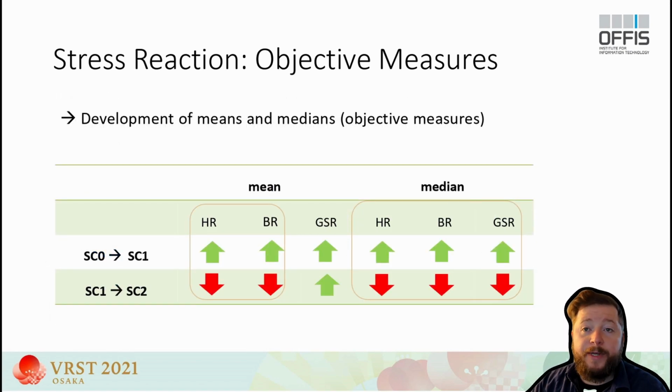This table provides an overview of the increase or decrease per measure between the scenarios. With the exception of GSR, all measures point to an increased stress level from SC0 to SC1, but a decreased level from SC1 to SC2. This may be caused by a higher abstraction level in the first scenario in comparison with the second, which would mean that people feel less stressed in an environment that is more real, or rather an environment that they know.